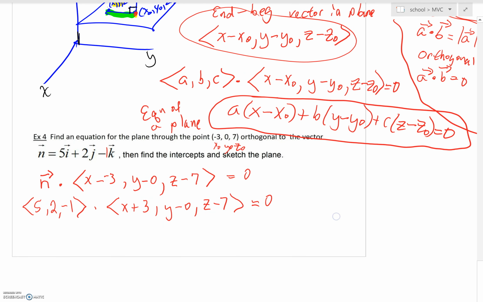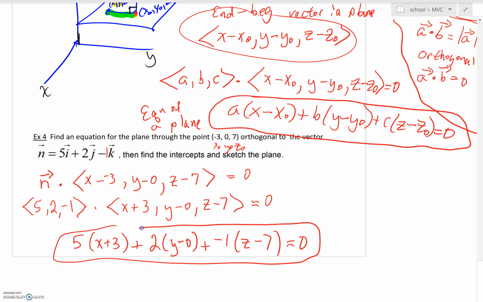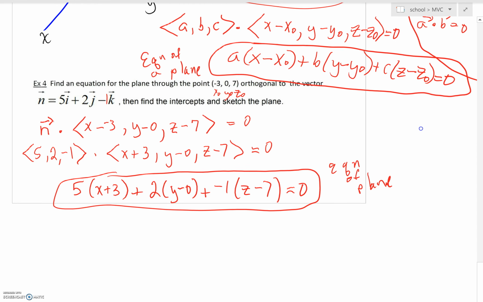And as we do our dot product, guys, we'll have 5 times x plus 3, plus 2 times y minus 0, plus -1 times z minus 7. Set that equal to 0. Here is your equation of the plane. So that's wonderful. We're done with that aspect.